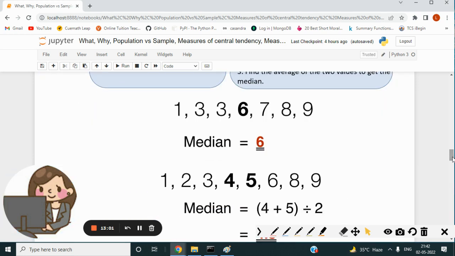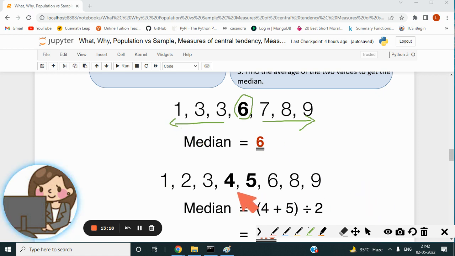Now going ahead, suppose this is a set of data that we have: 1, 3, 3, 6, 7, 8, 9. The middle value, it is clearly evident, is 6. There are 3 observations to the right which are greater than this, and 3 observations to the left which are less than this. So the median is 6.